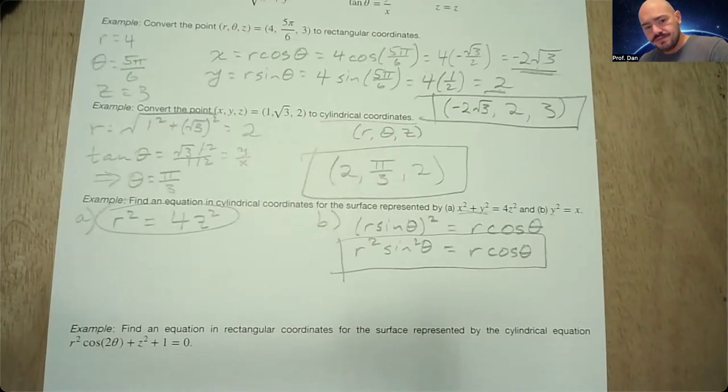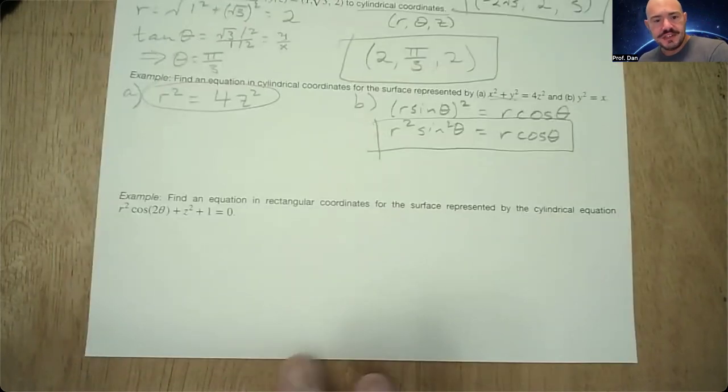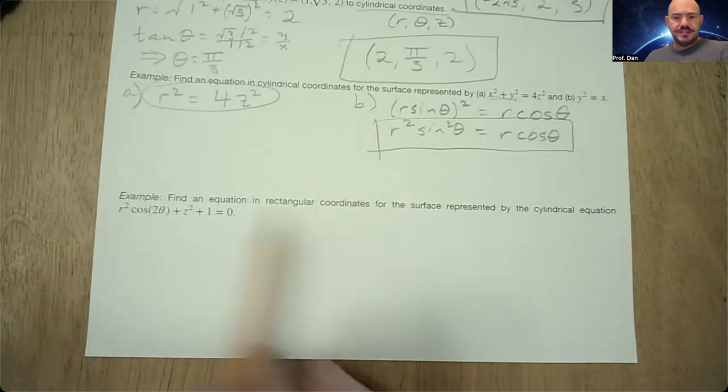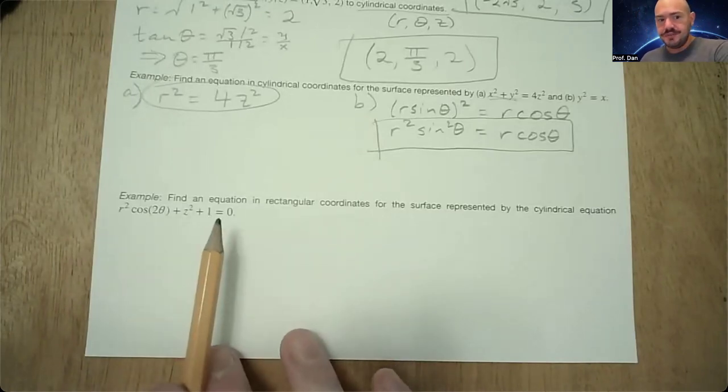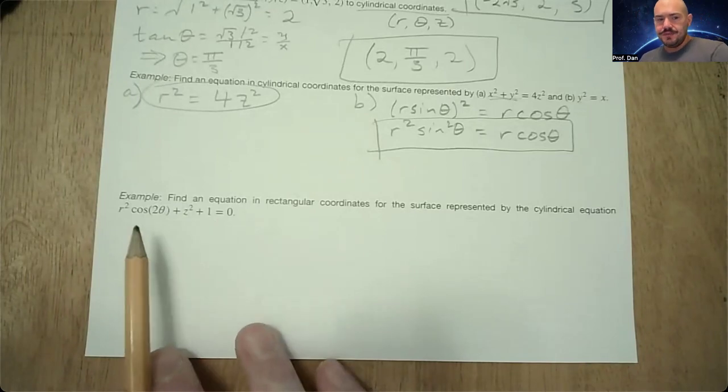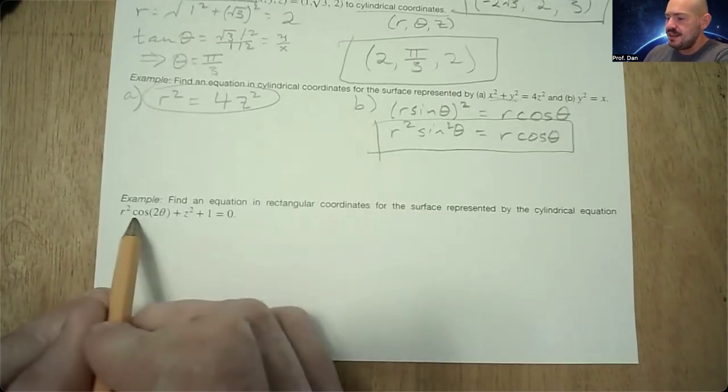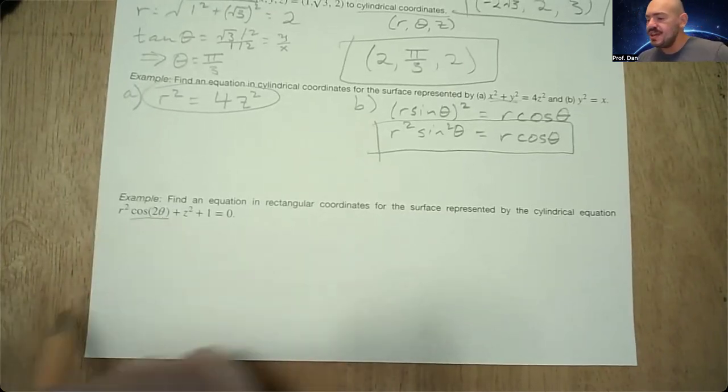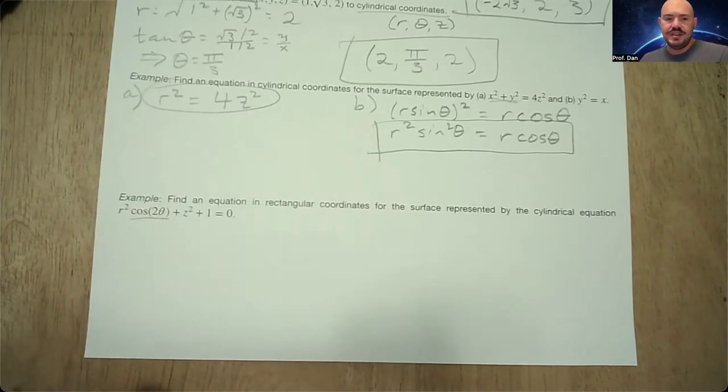Next example, find an equation in rectangular coordinates, starting with the cylindrical equation. Okay, so first off, one thing I notice is that I have cosine of 2 theta.